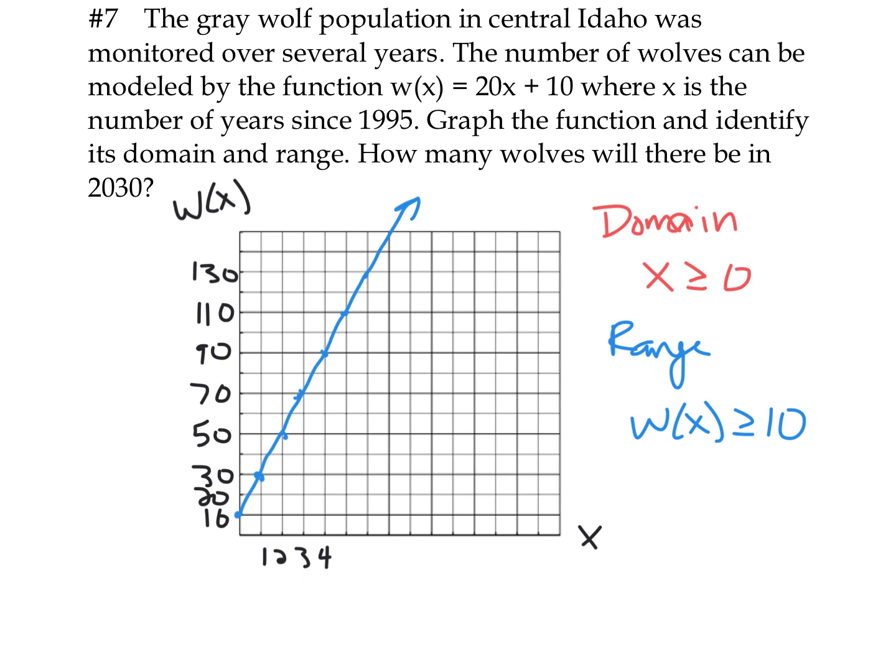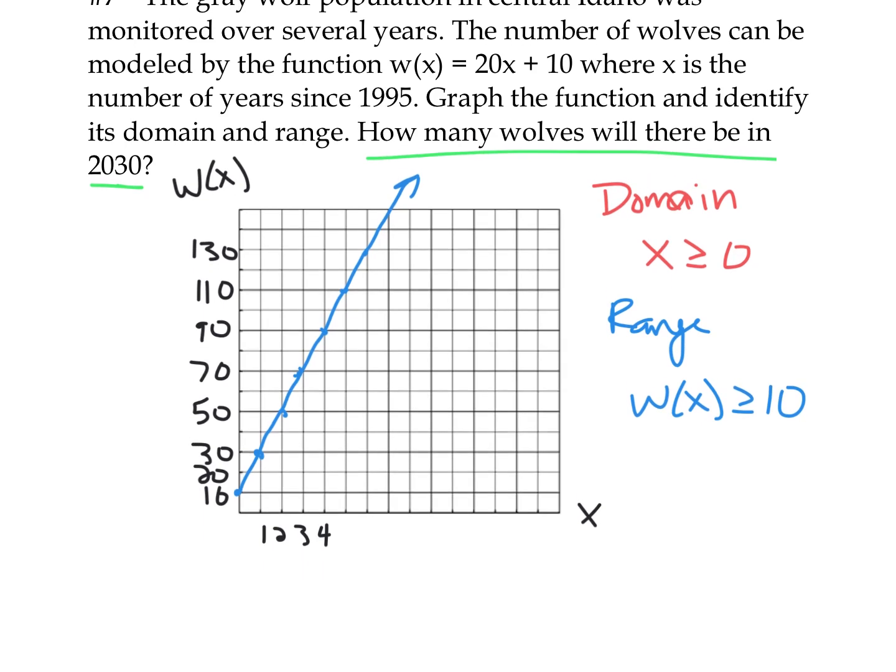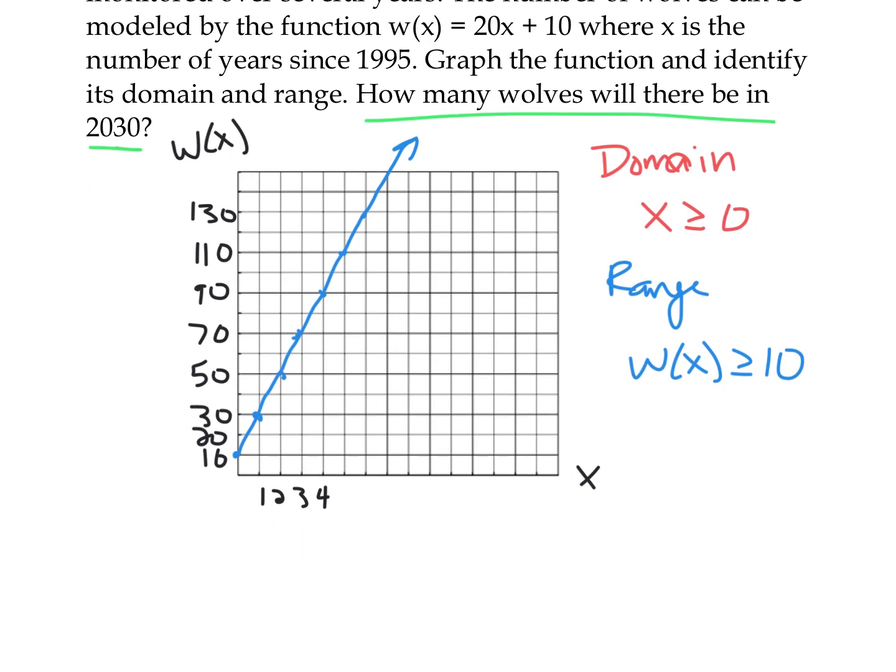And now let's look at the third part of this question. How many wolves will there be in the year 2030? So if we're going to find that out, we need to put a 35 into our function. So we're going to find w of 35 because that's the number of years since 1995. So 2030 is 35 years since 1995. So we have 20 times 35 plus 10. That's 710. So there would be 710 wolves in the year 2030 based on the function we have there, w of x equals 20x plus 10.